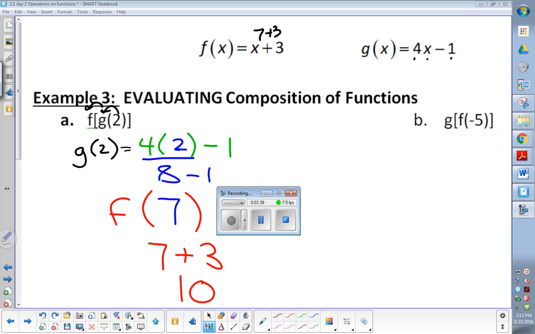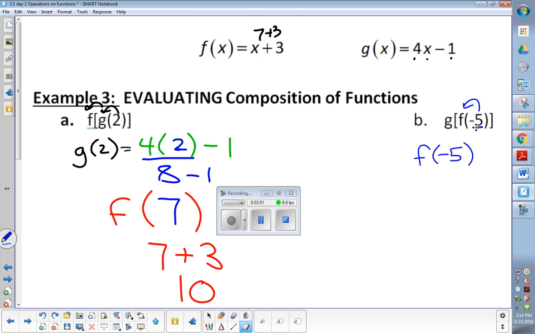Here we go, G of F of negative 5. So we're starting off with this number. Robbie, where am I going to plug that negative 5 into? He's going to take that negative 5 and plug it into F. So he is finding F of negative 5. So where this X was right here, he is putting a negative 5 in its spot. So he gets negative 5 plus 3, which gets you negative 2. Super. He gets negative 2. That is not his answer.